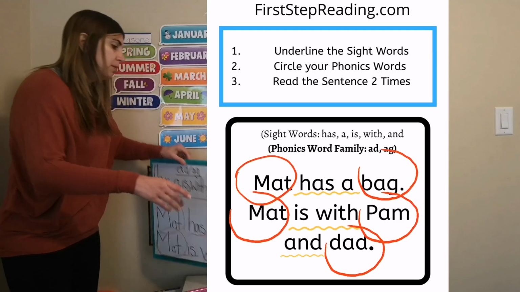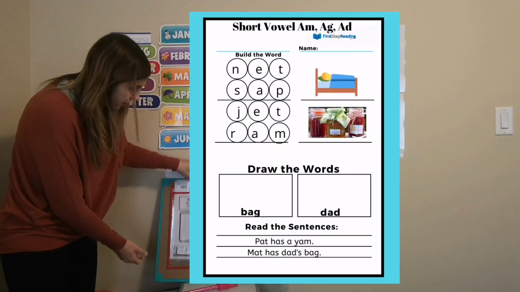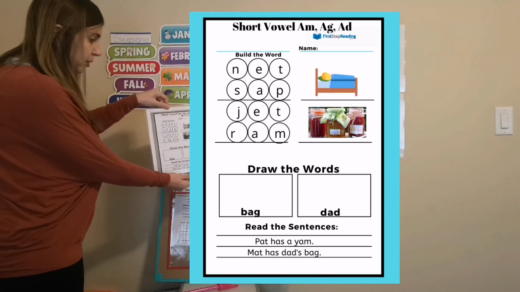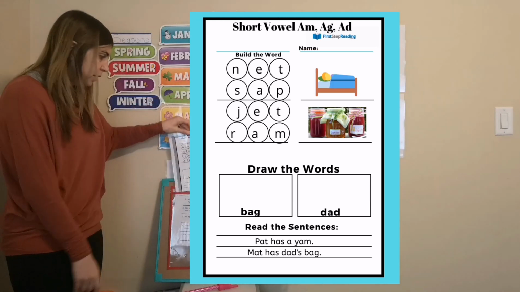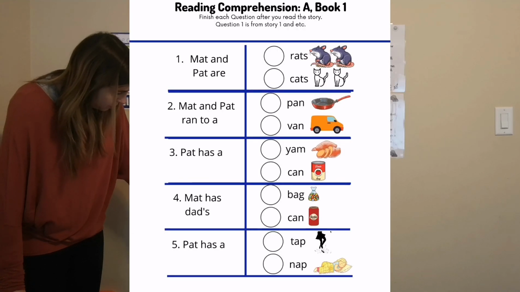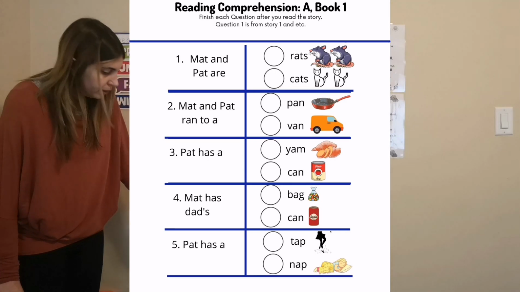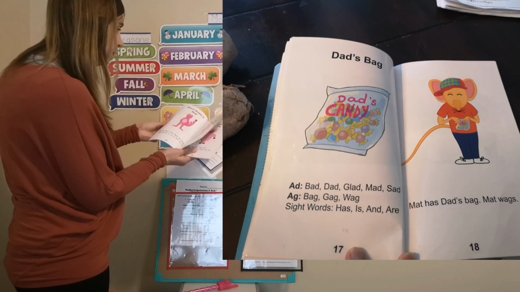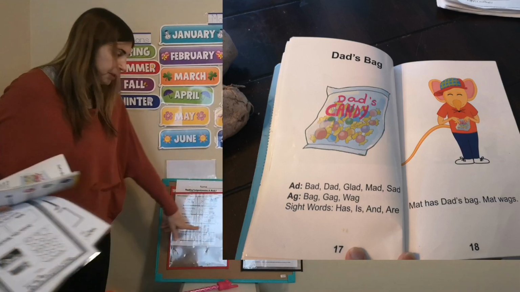And I'll show you some more things you can do. You can do a spelling test. You can do your am, add, and ag worksheet. It has spelling, it has reading, and you could do sentence number 4, Matt has dad's. After you read the story, Dad's Bag, you can read the ag story called Dad's Bag and answer comprehension question 4.